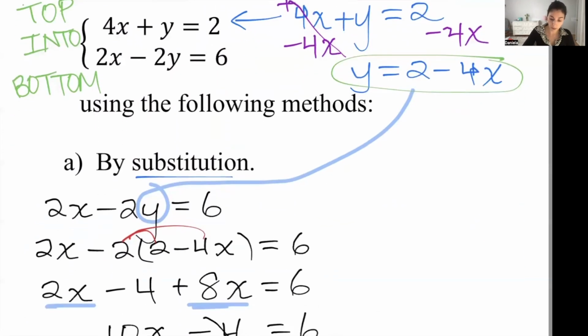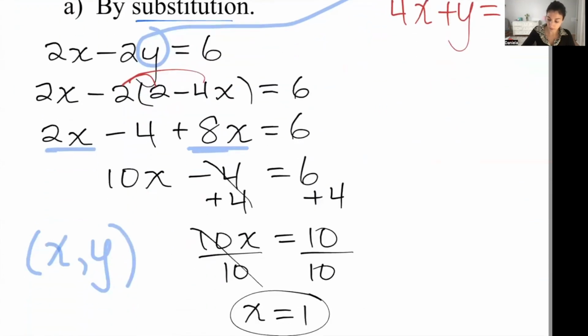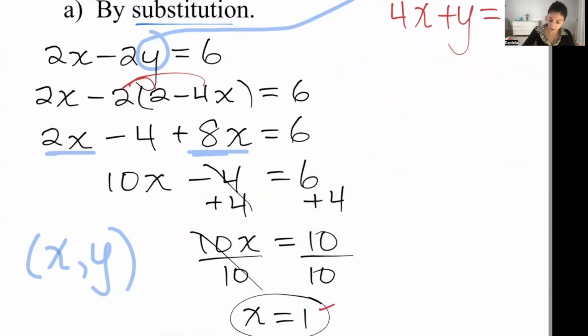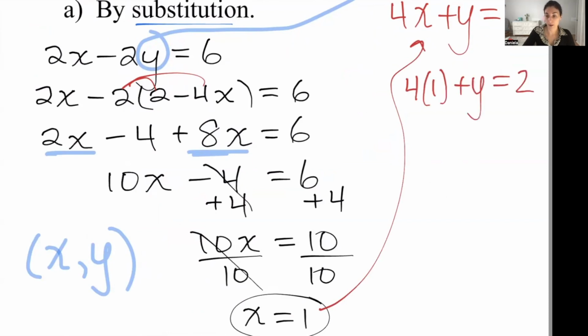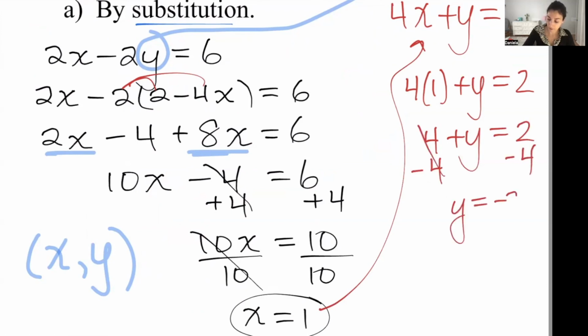So I'll choose the top one, right? So I'm just going to rewrite that top equation. We found out that x equals 1, right? So I'm just going to take this and plug it in there, right? So now we have 4 times 1 plus y equals 2. What comes next? How about you simplify first? 4 times 1 is 4 plus y equals 2. Last but not least, we can just subtract 4 on both sides and end up getting -2 for y.